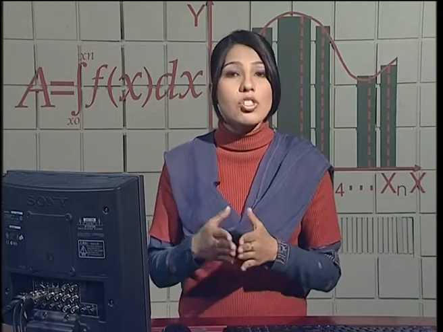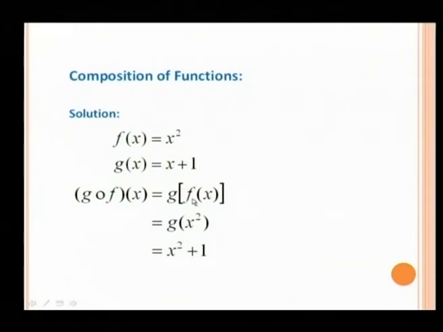For the second solution of finding out the value of g of f of x, we have to substitute f of x for x in the function of g. You can see that solution on the screen. First, we will put the value of f of x in this formula. So the expression becomes g of x square, because f of x is equal to x square. And for the final solution, we have to put x square in place of x in the function g of x. So the expression becomes x square plus 1.